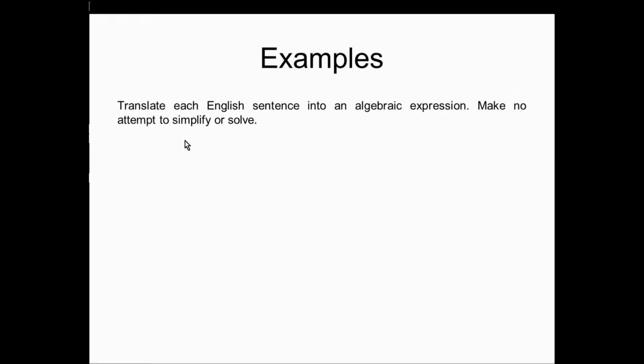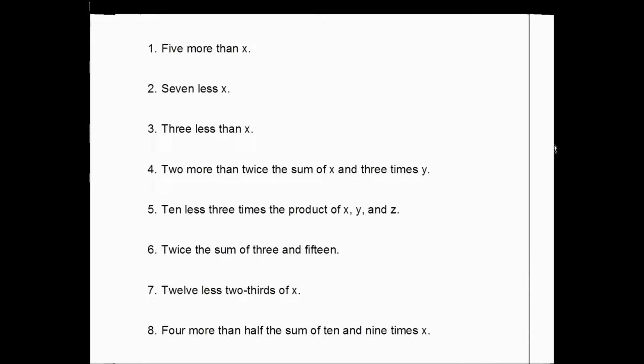Let's try some examples. Let's translate each English sentence into an algebraic expression. Make no attempt to simplify or solve. This is the one and only place where we do not simplify anything, we don't solve anything. Now it is just going to be an expression. There is no equal sign. Here are our problems.